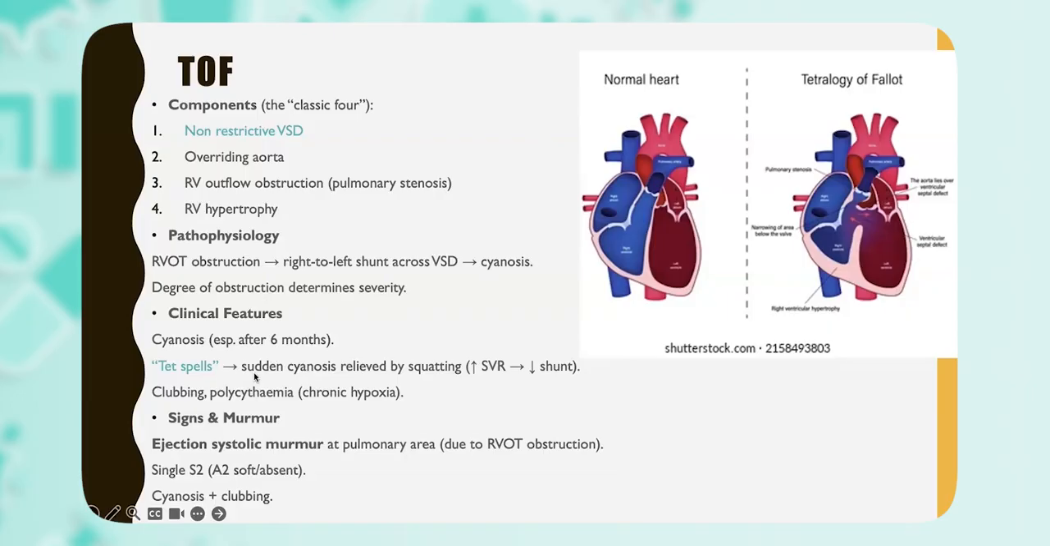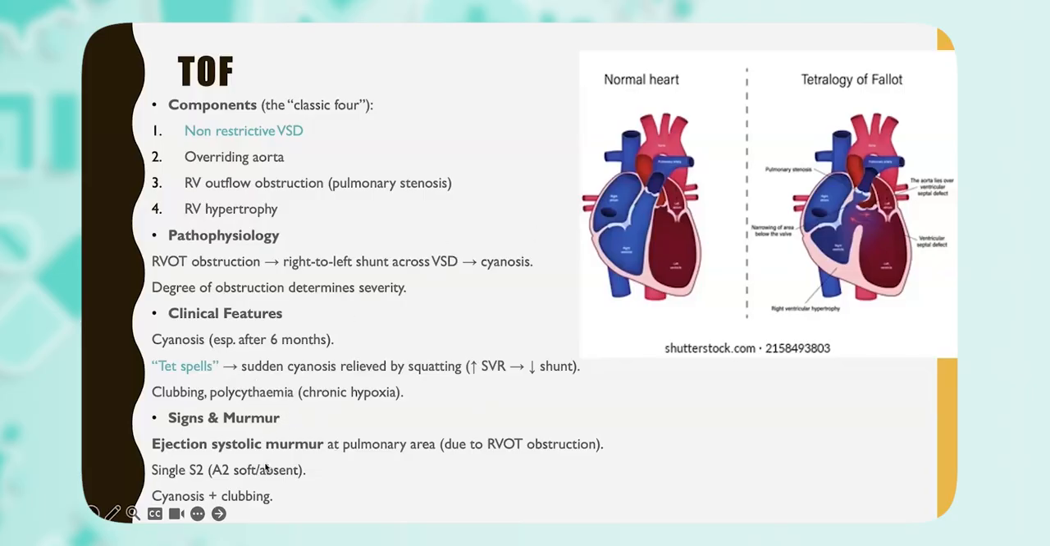Hypoxic spells or TOF spells are the medical step where MBBS and MD level doctors are required to treat. Our ICU specialists, our critical care specialists are required to treat the patients. The intracardiac repair stage and the Blalock-Taussig shunt stage are done by the CTVS surgeons, right? So you have to know very well about the TET spells.